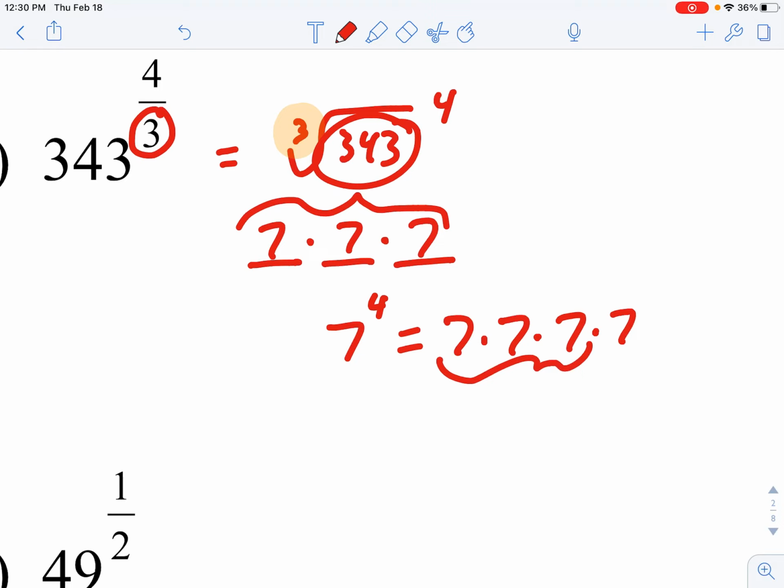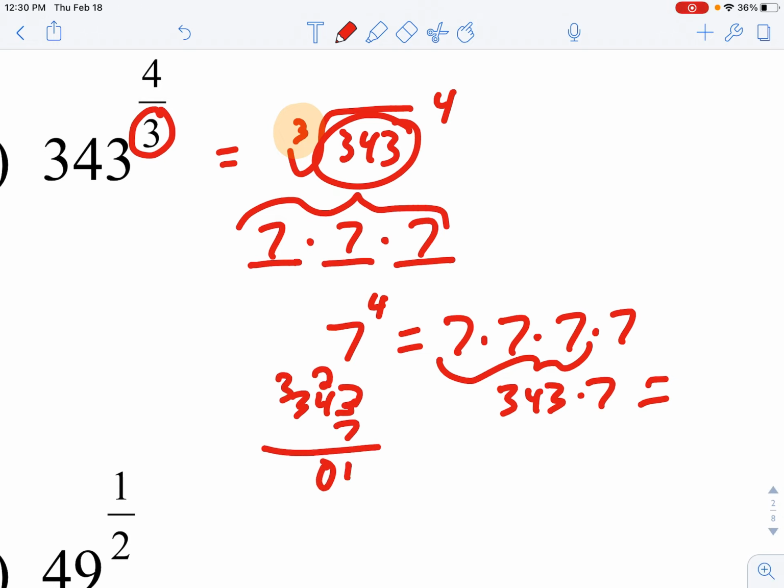Well, as I just said, 3 of these is 343, so I just need to multiply that by 7, and that'll be my answer. Can I do 343 times 7? Sorry, yeah, 21, carry the 2, 28, 29, 30, carry the 3, 21, 22. So the answer here should be 2,401.